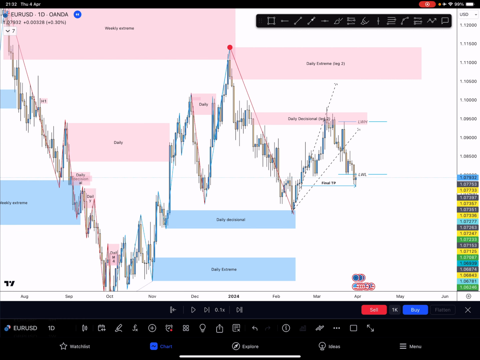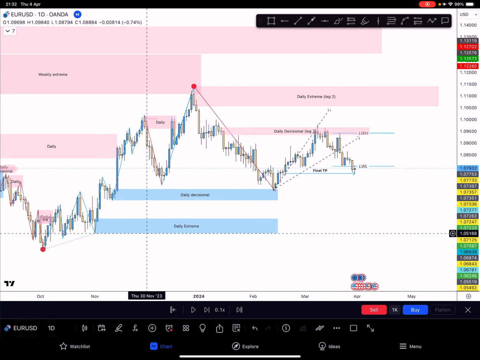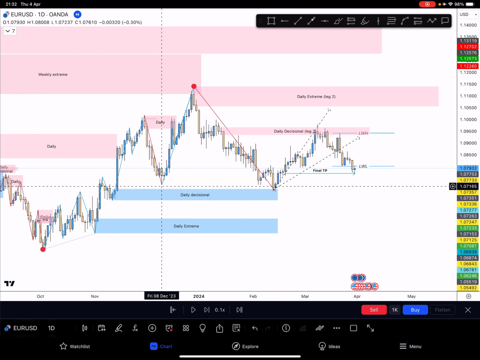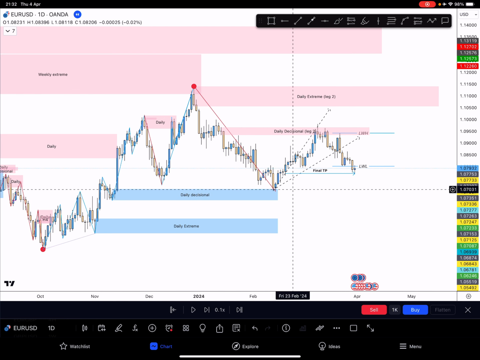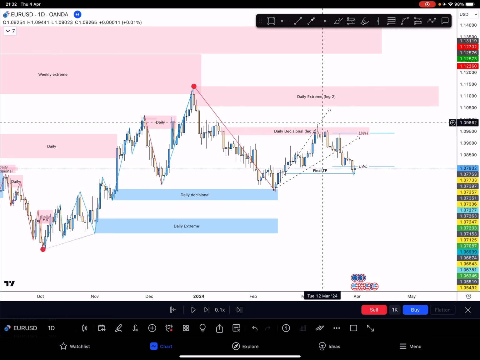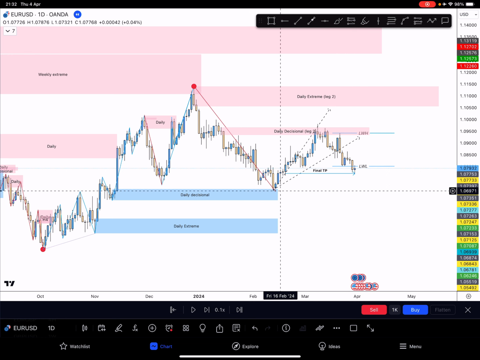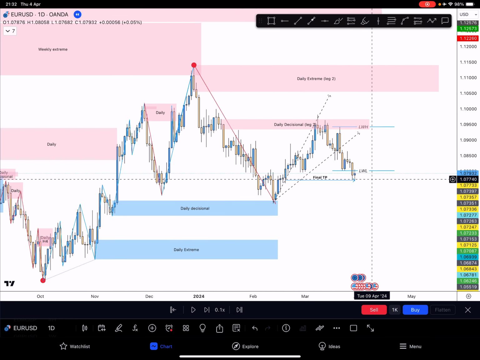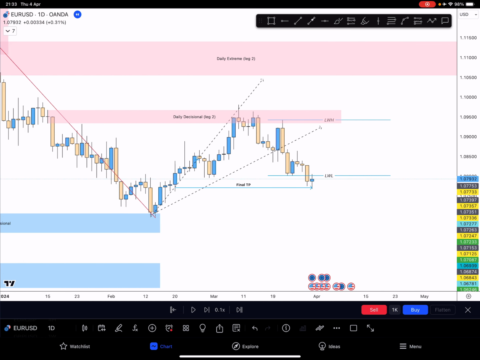This is where you start looking at the overall picture: what is price doing? On the daily, for example, what we did was we broke this bearish leg and we tapped into a decisional. So I already had this in here: we're probably going to retrace into this daily extreme, or into the daily decisional. And what did price do? Price came, wicked a little bit out of the daily decisional, but still gave us the reaction to come down.